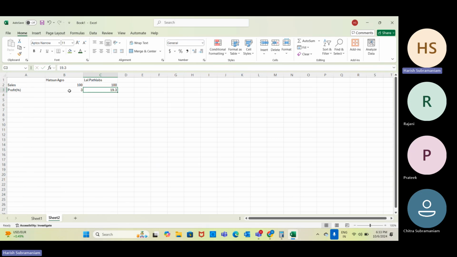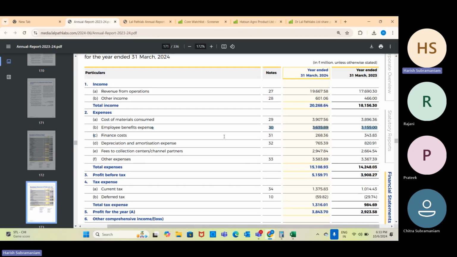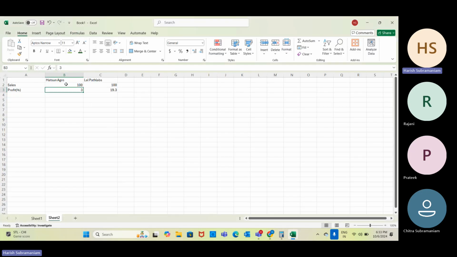Let's say that tomorrow Hatsun Agro took some extra loan for some facility, right? And then they have to pay a higher interest. This loan interest payment, we see that over here in the income statement, finance cost comes over here, right? This is one of the costs. So Hatsun Agro will have some extra finance cost and their profitability will go down very quickly. From 3%, it can go to 2%, 1%, 0% very quickly.